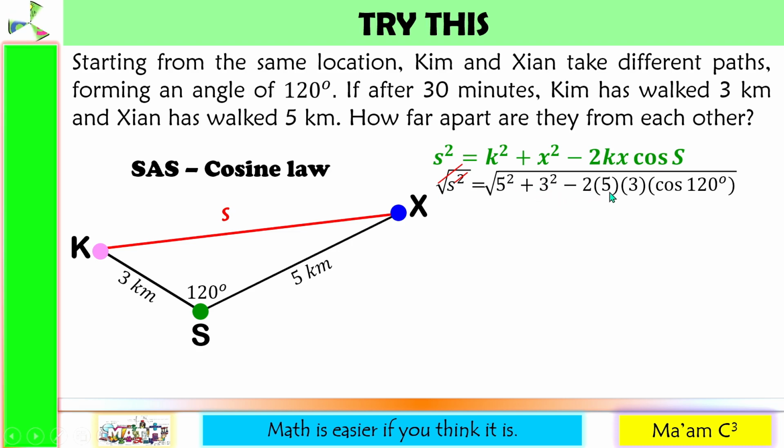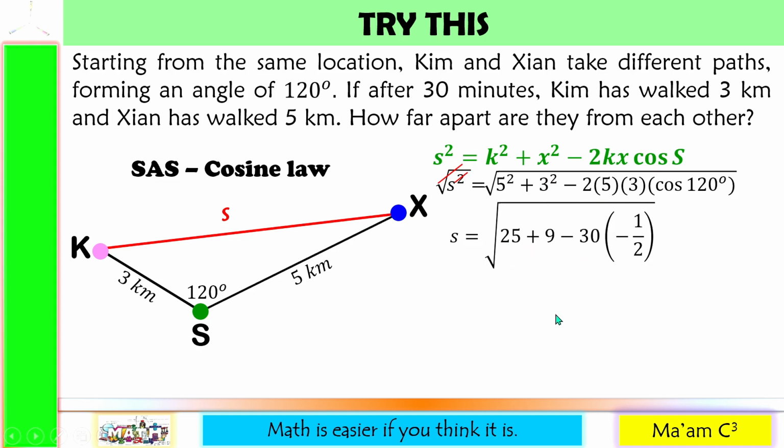2 times 5 is 10 times 3 is 30, so this is negative 30. Cosine 120 degrees, do you still remember your special angles? This is the same as cosine 60 degrees, which is 1/2. But this time it is negative because 120 degrees lies on the second quadrant. So we have 25 plus 9 minus 30 times negative 1/2.